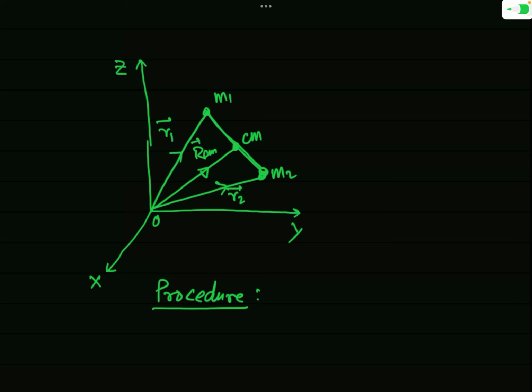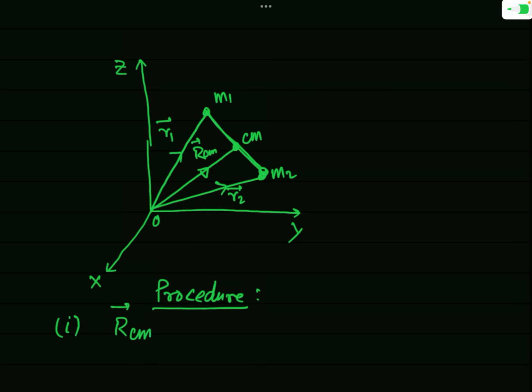If you want to convert the two body problem into a single body problem, then in the first step you have to find the position vector of center of mass with respect to the origin. So let us find first of all RCM. This is your first step.